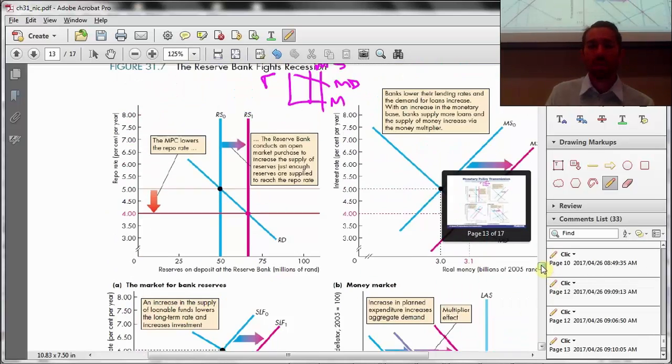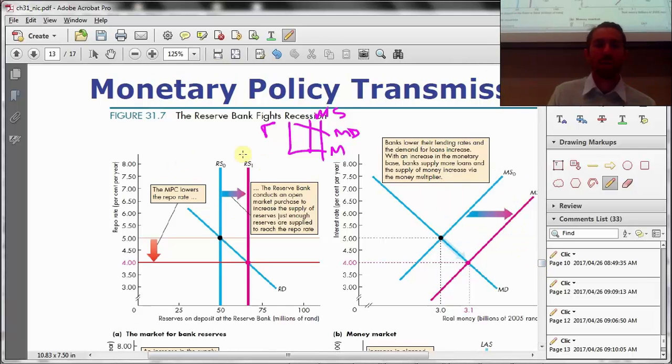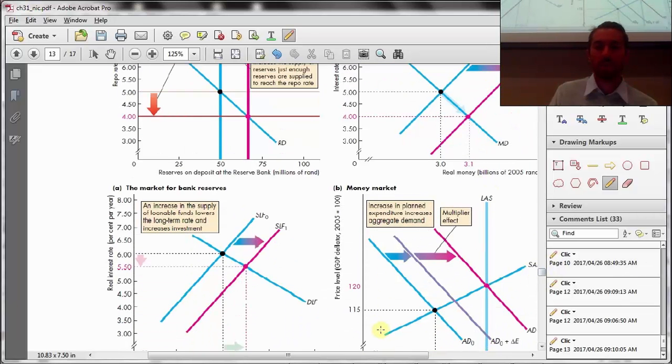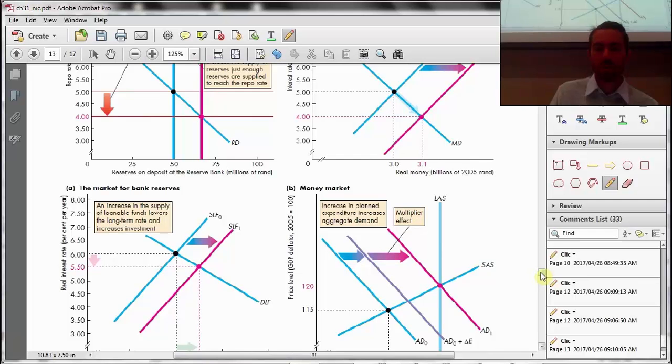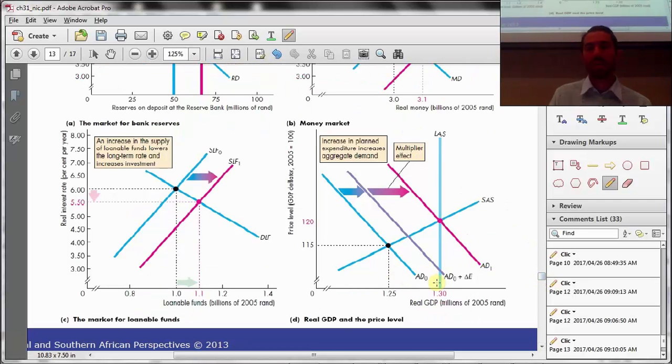And what we see is that when the Reserve Bank lowers interest rates and increases the money supply, aggregate demand shifts to the right. We have an increase in output. However, there is a problem in the sense that there is also an increase in prices, and that increase in prices means we can expect inflation.